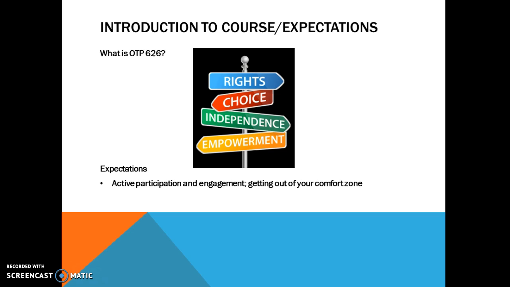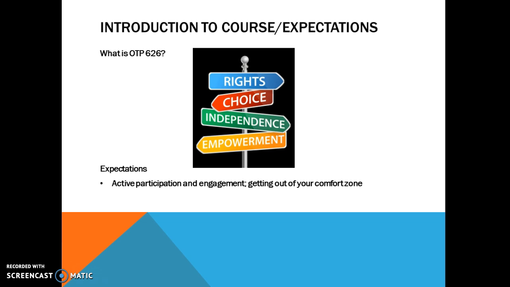So what is OTP 626? As I mentioned in the introduction before, it's a fun course, an exciting course, and I hope you feel that way as well. But what we're doing is looking at some of the issues in occupational therapy and steps that we can take to address some of the issues. One of the things we're going to be doing in here is advocacy. And advocacy is important because as an occupational therapist, you're often called upon to advocate for yourself, for your clients, for the profession. So it's important to be able to get out of your comfort zone and be able to advocate for those things that are important to the profession and to the clients that we serve.